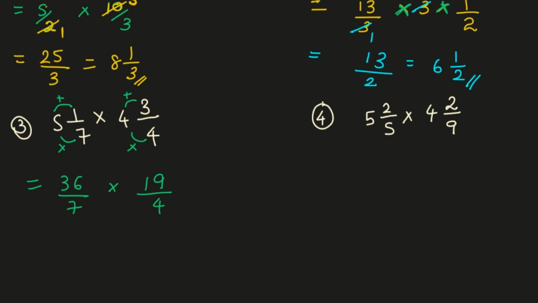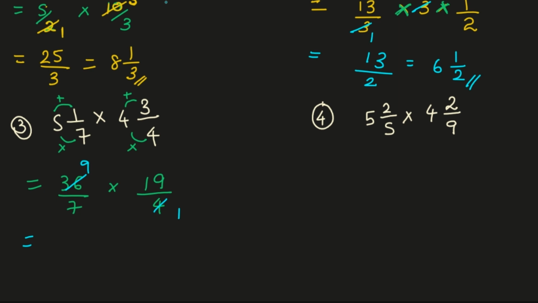Now what? Let's see whether there is a common value that can be used to divide both the numerator and the denominator. Yes, there is. You know that 36 and 4 can be divided by 4. So 36 divided by 4, it's 9. 4 divided by 4, it's 1. Is there anything else? No, nothing. So let's multiply the numerators and the denominators together.